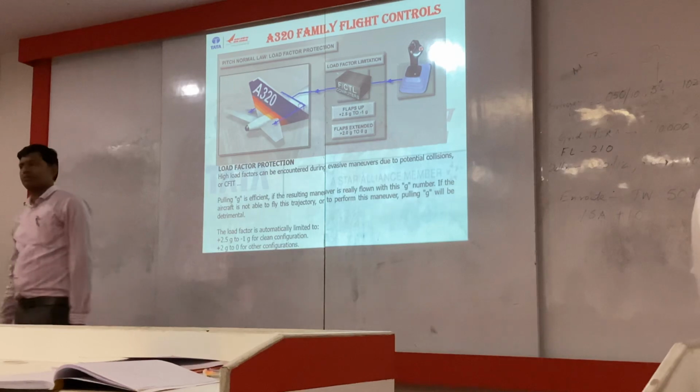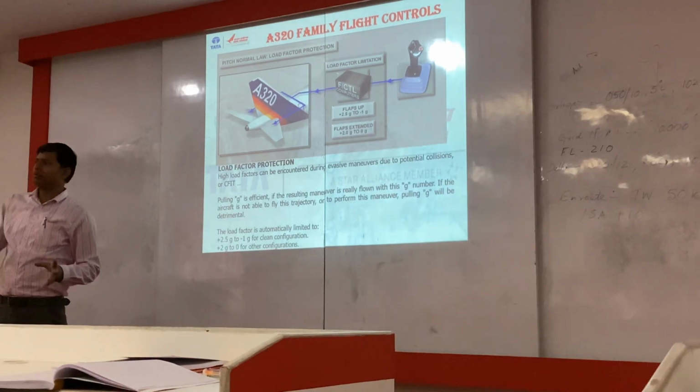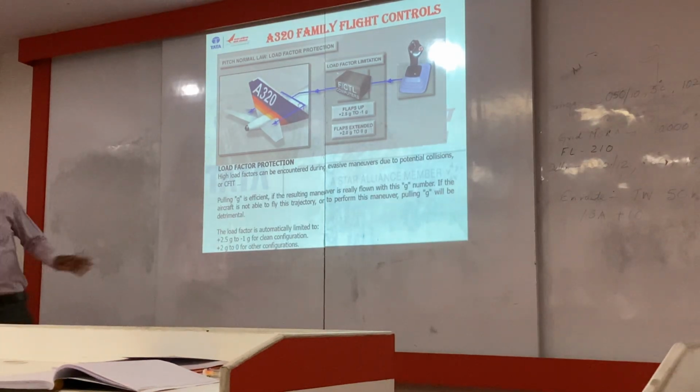In green config, it is -1G to +1.5G, and when the flaps are extended, 0 to 2G. So that is one flight envelope defined by Airbus. Our flight will be going between these limits in all phases of flight.